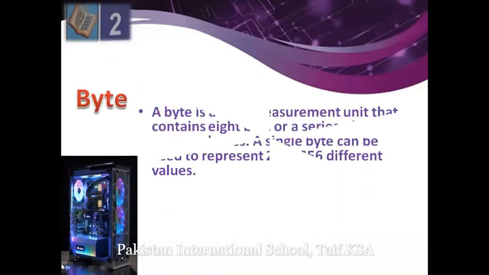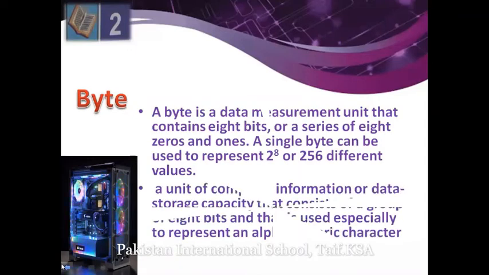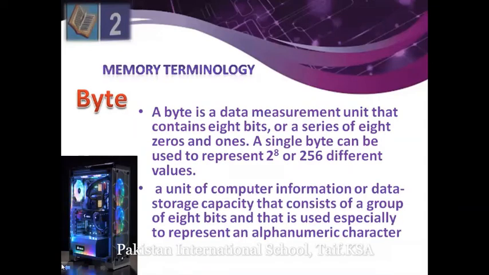When we combine 8 bits, the group of 8 bits is called a byte. A byte is a data measurement unit that contains 8 bits, or a series of 8 zeros and ones. A single byte can be used to represent 2 raised to the power 8, or 256 different values. It is a unit of computer information or data storage capacity that consists of a group of 8 bits and that is used especially to represent an alphanumeric character.